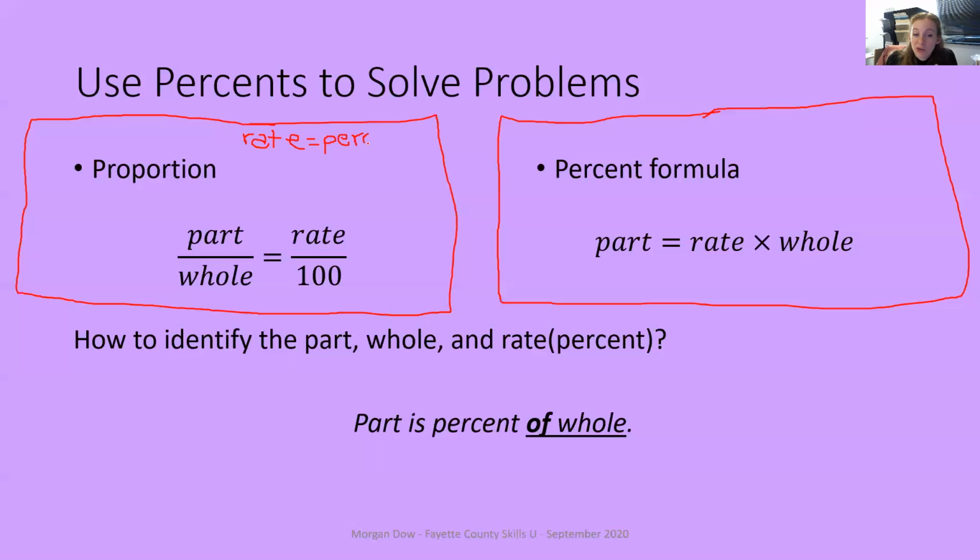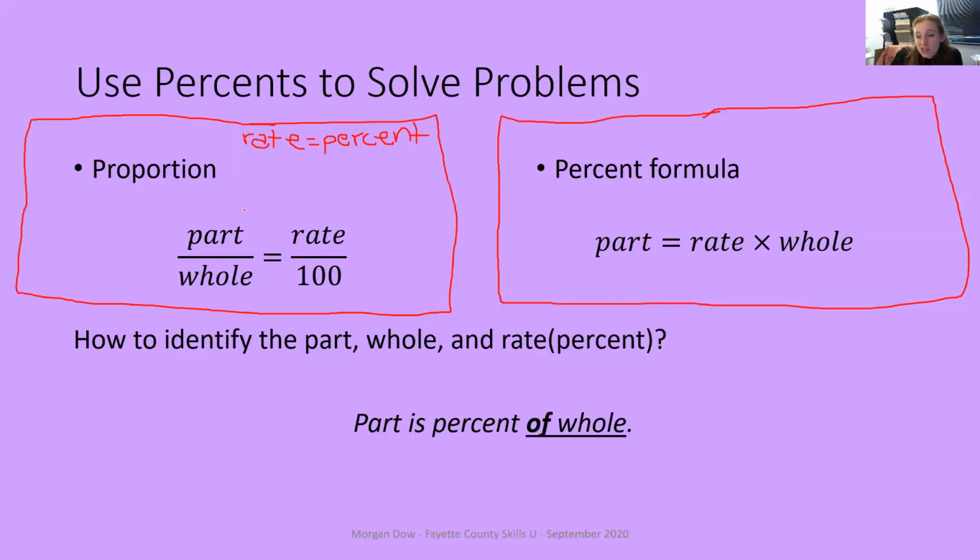So like if you take out a credit card, your credit card has an interest rate. That might be like 24%, right? So interest rate and percent means the same thing. Okay, so the relationship between the part and the whole is going to be equal to the relationship between the rate and 100, or the percent and 100.